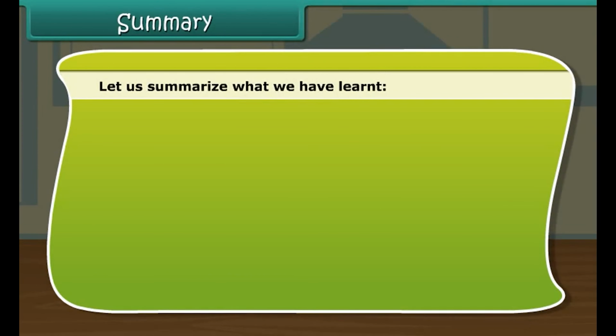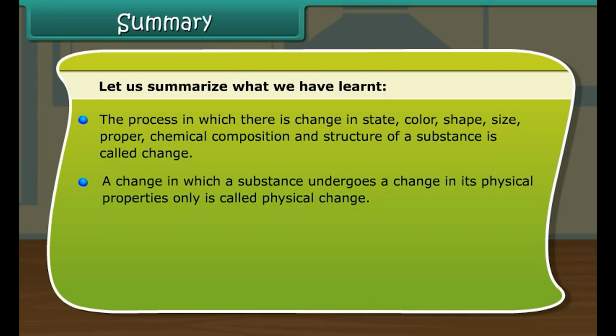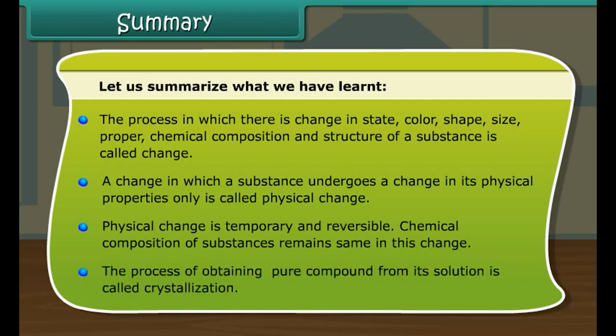Let us summarize what we have learned. The process in which there is a change in state, color, shape, size, chemical composition and structure of a substance is called change. A change in which a substance undergoes a change in its physical properties only is called physical change. Physical change is temporary and reversible. Chemical composition of substances remains the same in this change. The process of obtaining pure compound from its solution is called crystallization.